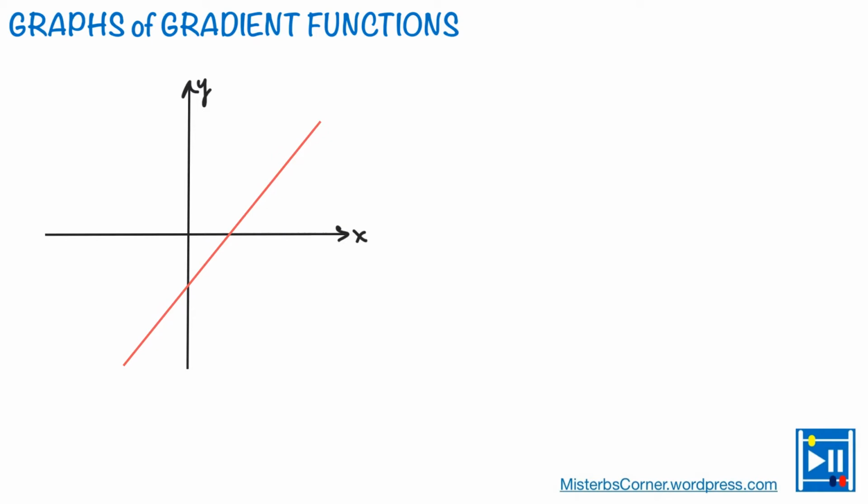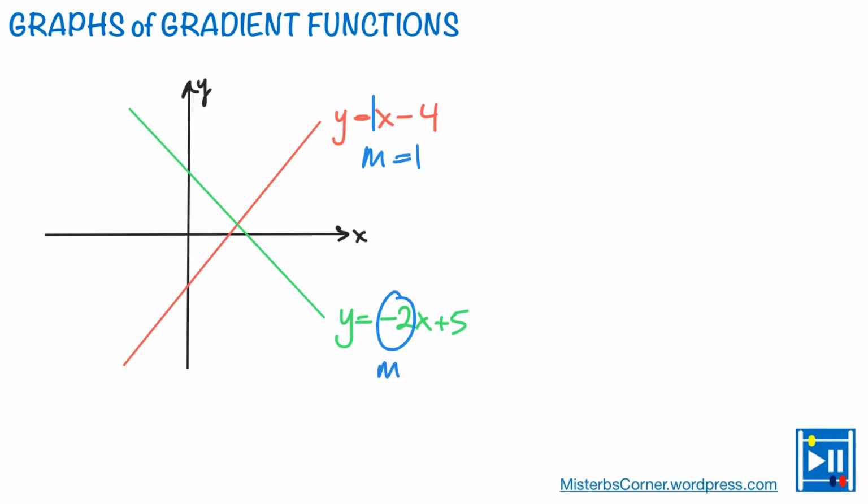When you have a line graph, we know that we have a constant gradient. So let's say the first one is y equals x minus 4 and the second one is y equals minus 2x plus 5, right? We know that when we have y alone, the coefficient of x is the gradient. So this one is 1, this one is negative 2. And it doesn't matter which x value we're checking, the gradient at this point is the same as the gradient at this point. The line does not change. Hence, the gradient does not change.